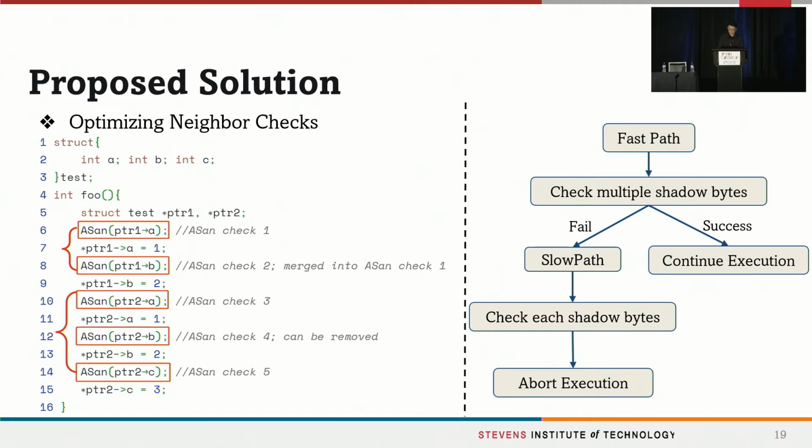And as for optimizing neighbor checks, if there are two memory accesses that access neighboring memory, such as accessing structure fields in the example on the left, we can merge those ASan checks in line 6 and line 8 into one check. We also implement a fast and slow path strategy to secure the detection accuracy. The fast path will check multiple shadow bytes at once, and if it fails, the slow path will be triggered and do the regular ASan check on each shadow byte, then abort the current execution.